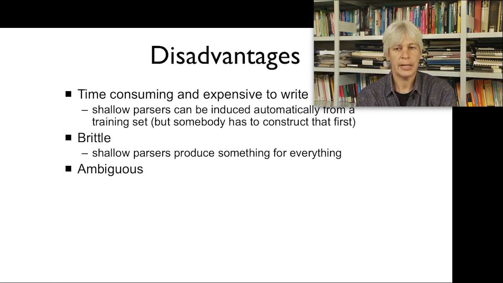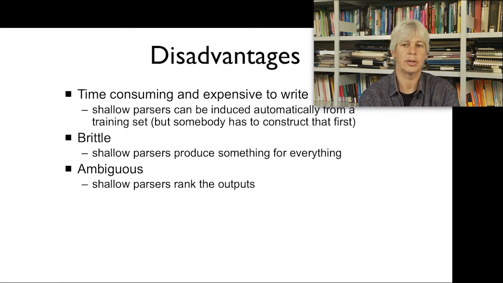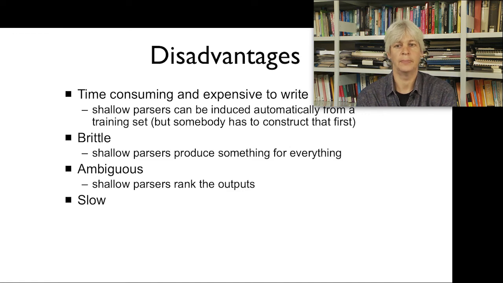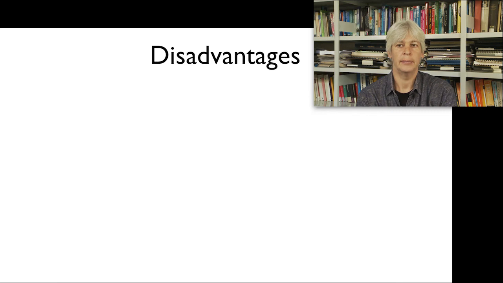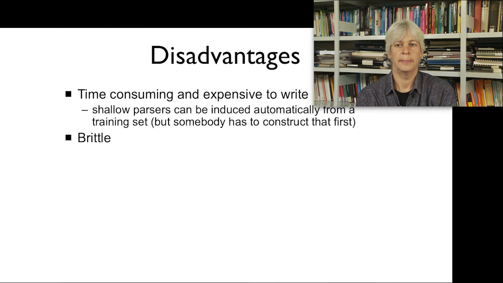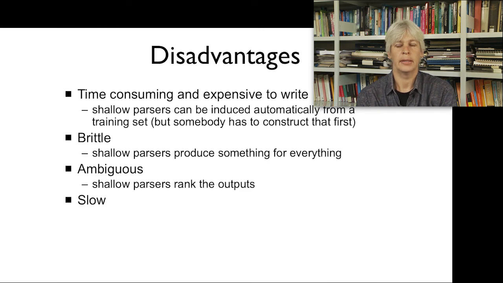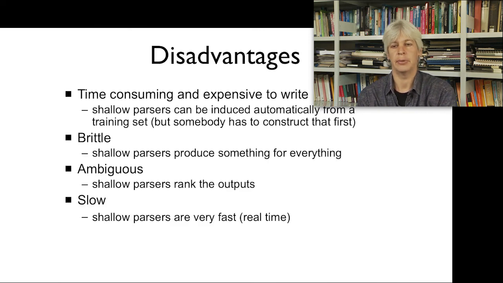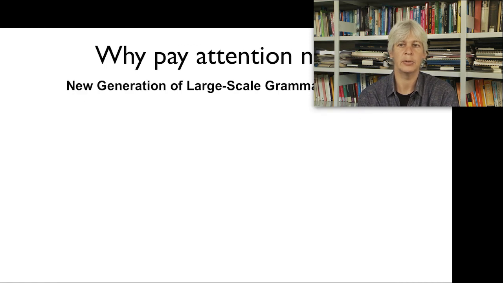Deep grammars are massively ambiguous. Shallow parsers tend to be able to rank the outputs depending on preferences that they've learned from the corpora. And deep grammars have tended to be slow in comparison to shallow parsers. They are very, very fast. I did show you that the question answering system, for example, was quite fast. So the disadvantages here are also more about how deep grammars used to be.